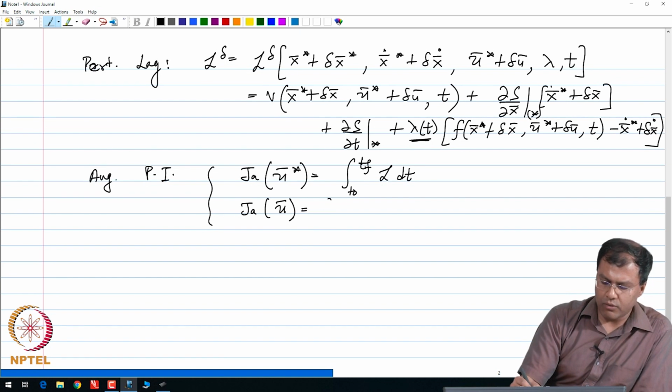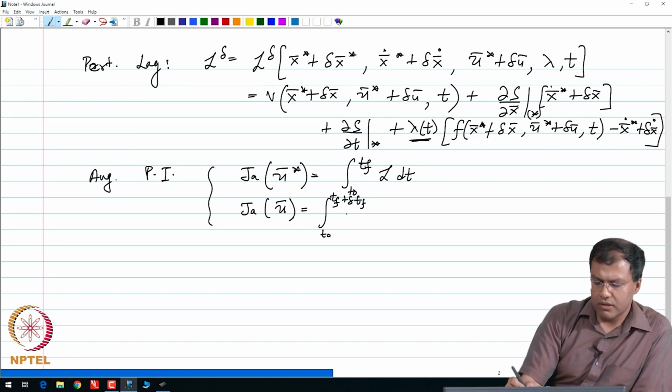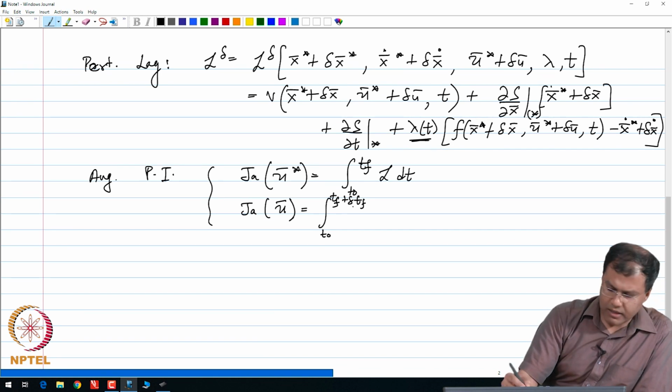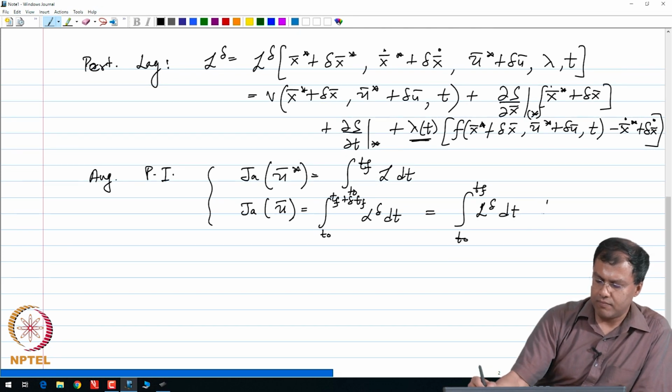So, the perturbed value comes out to be the integral from T0 to Tf plus delta Tf. Notice that there is a perturbation in the integral limits as well, because we are allowed to vary our integration limits, the upper limit, right. So, this becomes L delta dt, and then this integral can be broken down into two integrals as follows.